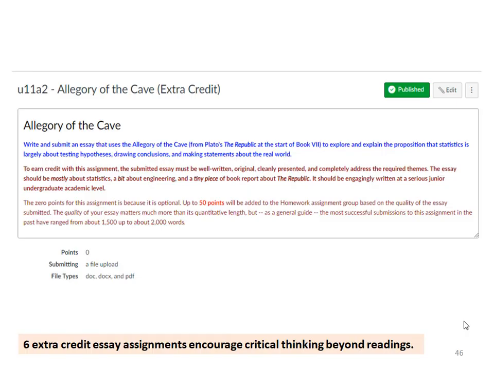And then finally, throughout the semester, there are 6 extra credit essay assignments that try to challenge students to think in terms of critical thinking beyond their readings and beyond their problem solving, making sure they're thinking like engineers as they go through. This particular one, they have to read Plato's Republic and apply the allegory of the cave from book 7 to use it to explain what's really happening when they do statistics, what's happening in engineering when we do that. About 1/3 of the students in the typical section participate in the extra credit assignments as they go through.